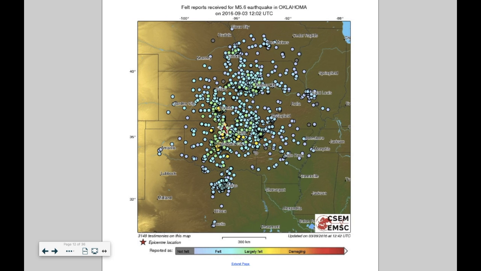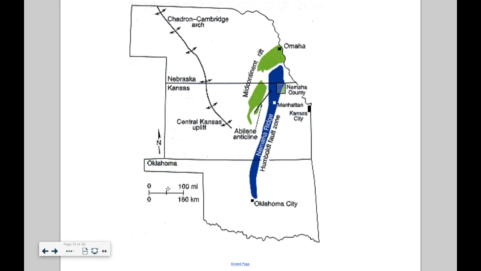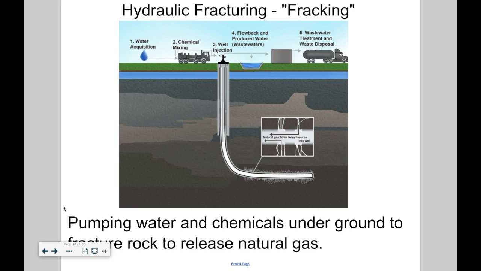And one thing that's important for us to note over the last couple of years since they changed the laws for how you can dig and search for natural resources in Oklahoma, there has been an explosion of earthquakes in Oklahoma and the surrounding area. Why? Well, that's due to something that we call hydraulic fracturing, or fracking. That's when you pump water and other chemicals under the ground to try to deliberately break rock to release natural gas. And as geologists, we're really worried about this because when you deliberately break rock, well, that's what produces earthquakes. Breaking rock can produce earthquakes.